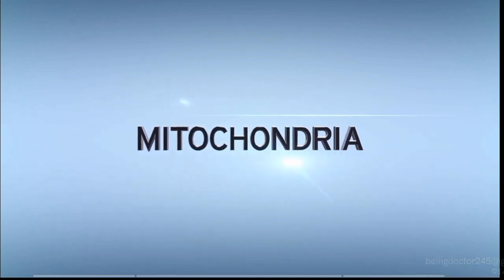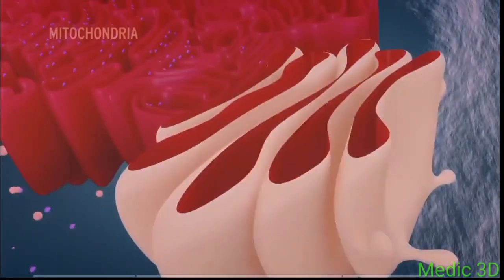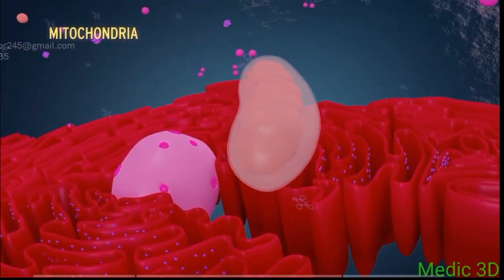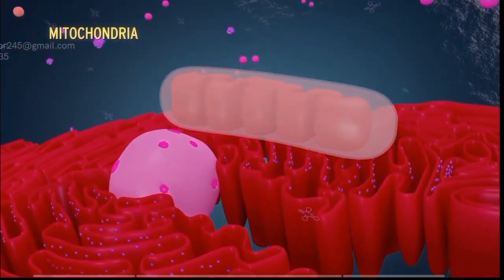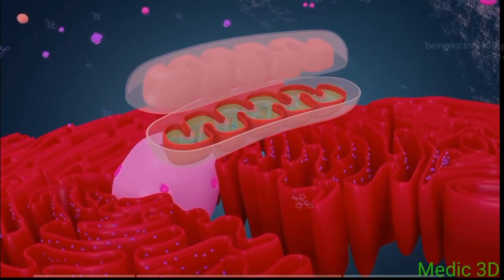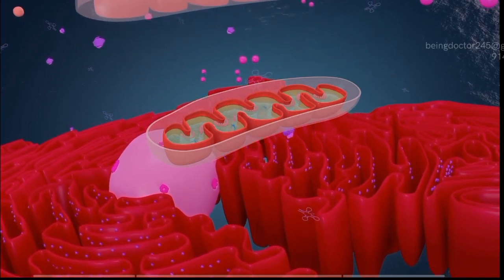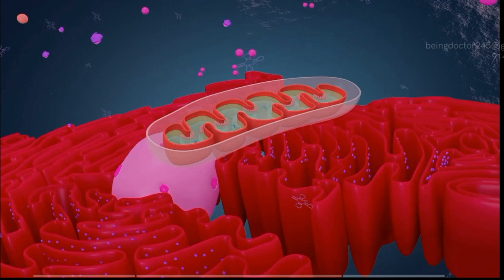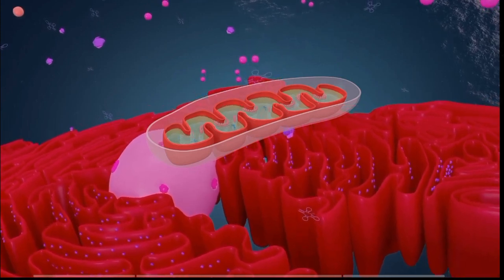Mitochondria. The mitochondria is a eukaryotic organelle found in the majority of the organisms and has a double outer membrane. Mitochondria have been described as the powerhouse of the cell because they synthesize ATP, which is the source of energy.